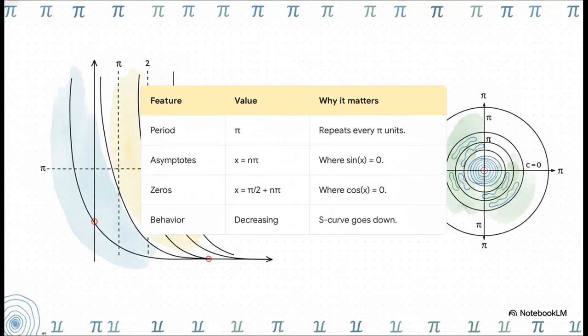All right, this table really breaks it all down for us. So the period, it's still pi, just like tangent. No surprises there. But here's where it gets interesting. Look at the asymptotes, those breaks in the graph. They happen wherever sine of x equals 0. And the zeros, they happen where cosine of x is 0. And check out the behavior. Unlike tangent, which is always climbing, cotangent is always decreasing.